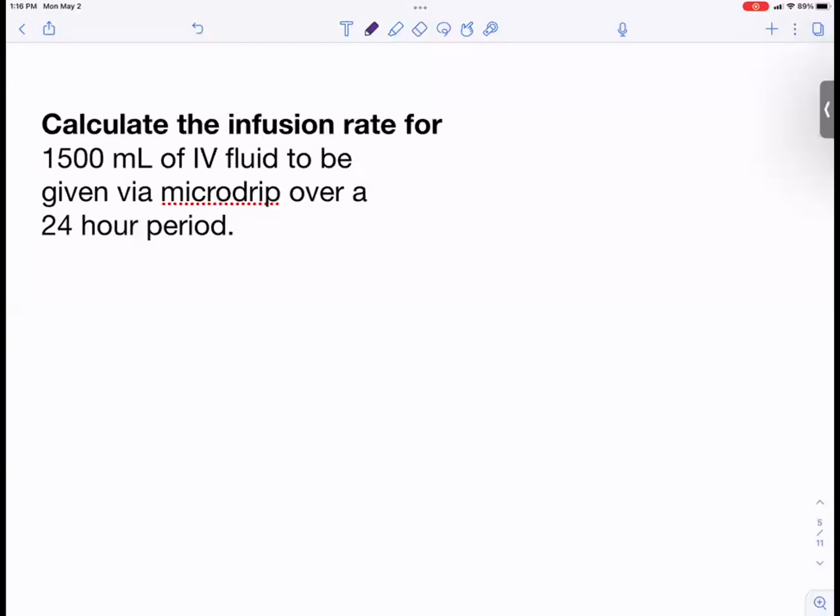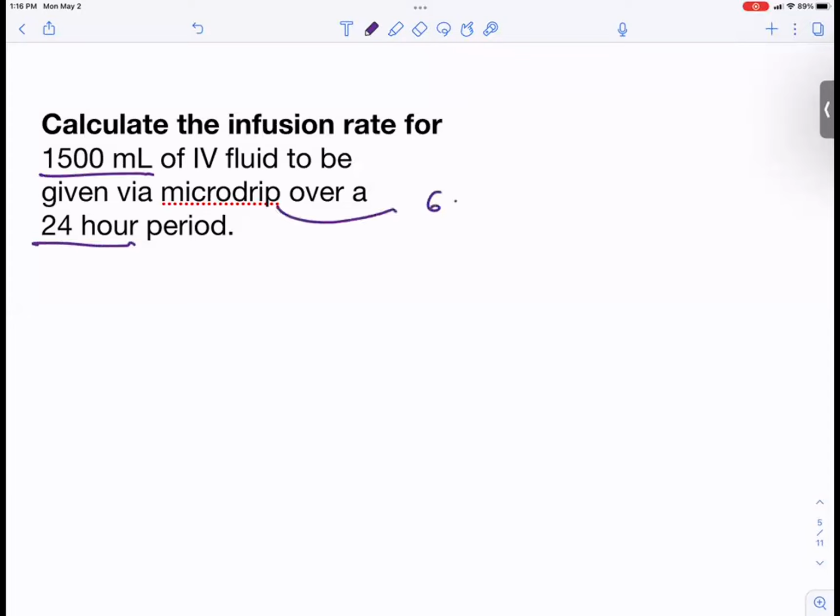All right, here's another problem. You can pause it here if you want to give it a try. So the doctor orders 1,500. I'm going to calculate the infusion rate for 1,500 milliliters of IV fluid. The time frame is 24 hours. I have micro drip, which is 60 drops per milliliter. So no pump. I have a drop factor. I'm solving for drops per minute.